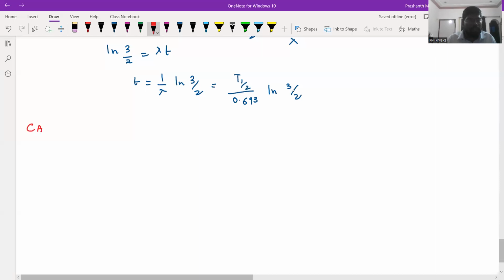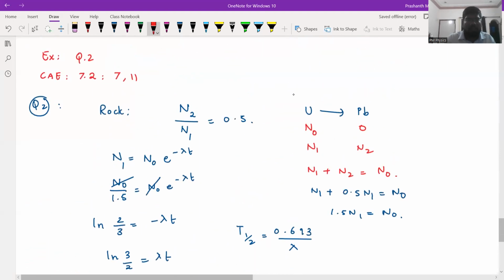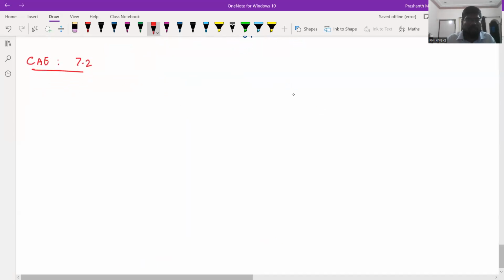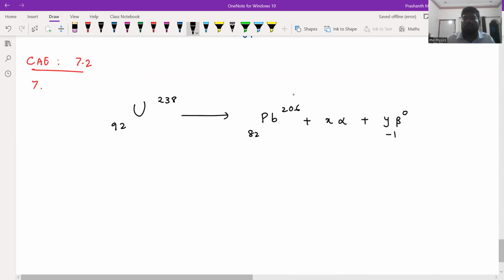Next, going to concept application exercise 7.2, question number 7 of 7 and 11. The seventh one, what is the thing we're having? How many alpha particles and beta particles are emitted? The direct question, right? Balancing of the reaction. Uranium 238 is given, with 92, and this is converting into lead 206 with 82, plus some X alpha particles and Y beta particles. Whenever they say beta particle, that means an electron. And the alpha particle we can write in this manner.